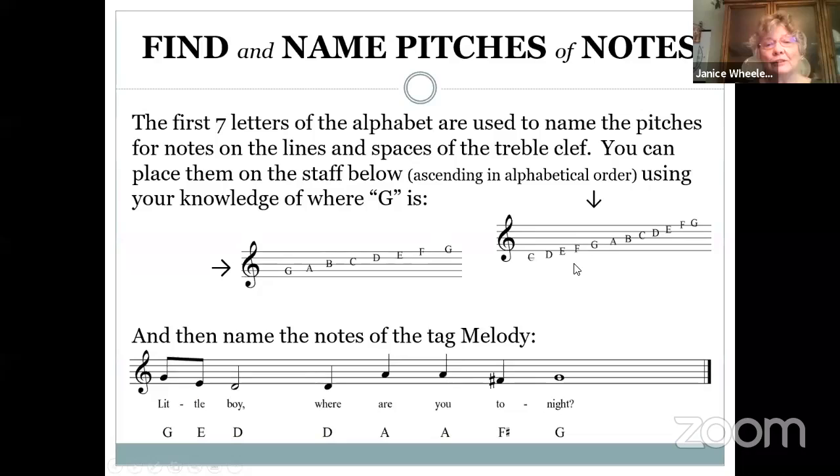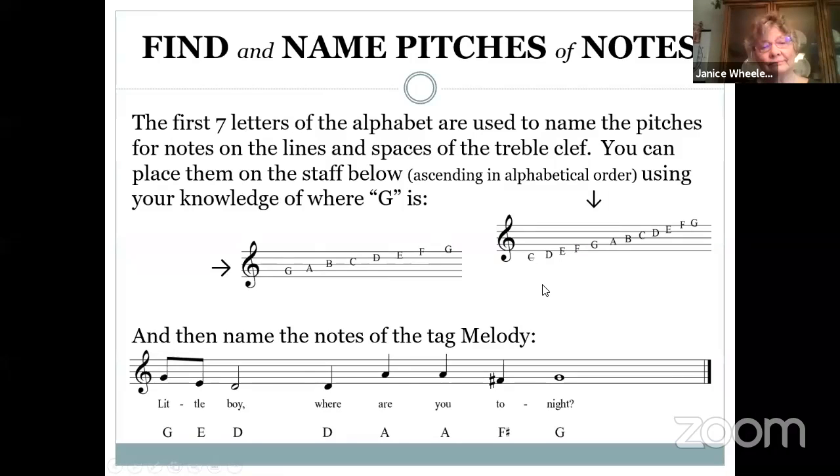Then we can also go backwards from the G, making sure that we're using the alphabet. C, D, E, F, G, A, B, C, D, E, F, G. You'll notice that for the C here, we have a little line through it. That's what's called a ledger line. It's because it's below the staff. That helps us understand that it's on the first line if there were another line below the staff.